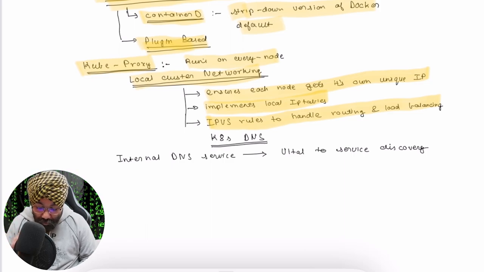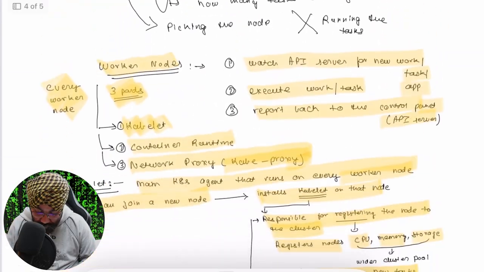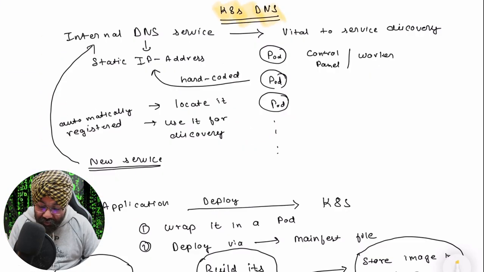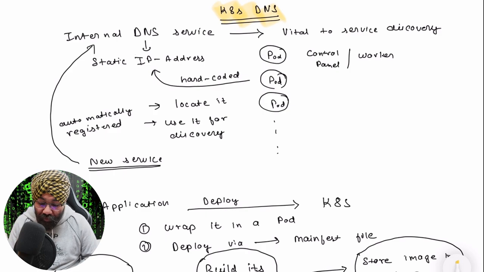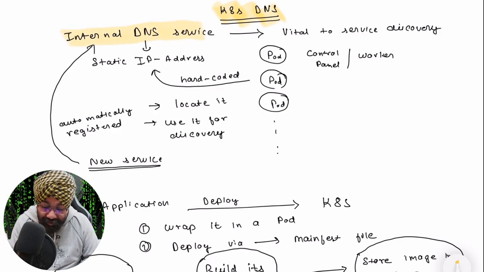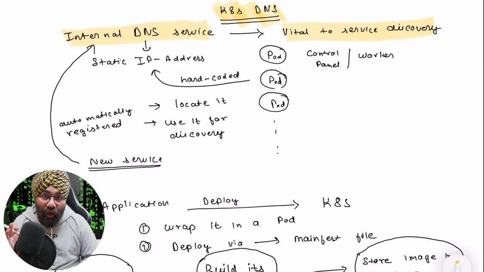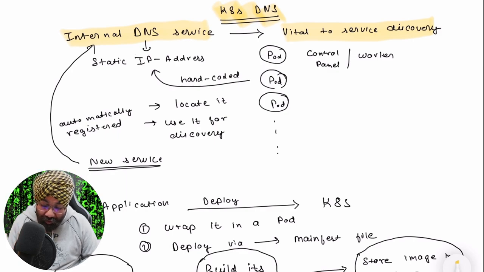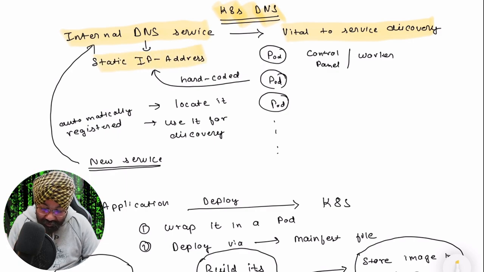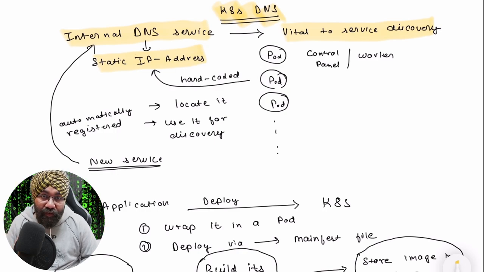There is a third part as well. The third part is K8s DNS. It is like an internal DNS service for the Kubernetes cluster, and it is vital for service discovery. What happens is, when you start your Kubernetes cluster, a static IP address is assigned to this Kubernetes DNS service, or K8s DNS service.